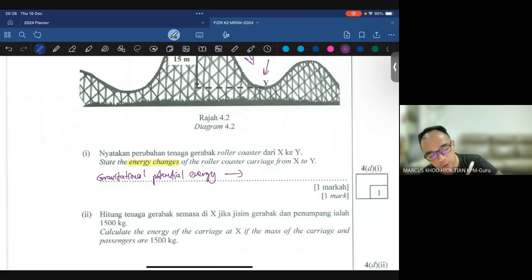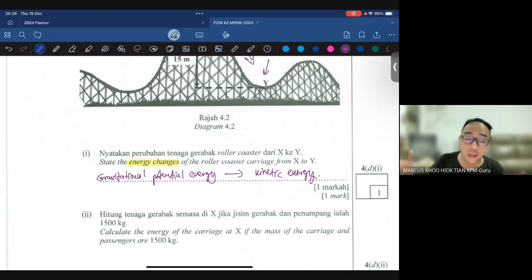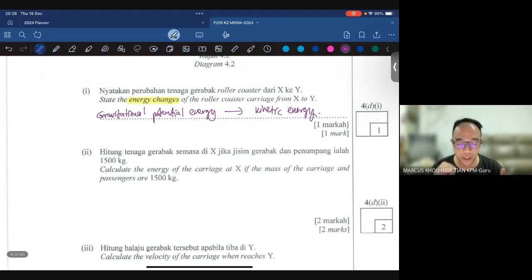Okay, change to kinetic energy. And it is okay to use the arrow to state energy change, because that's what we learned in Form 1. Okay, bertukar daripada tenaga ini kepada tenaga ini. So we always use arrow. Okay, so it's really not a big deal. Don't worry about this. Okay, calculate the energy at X.